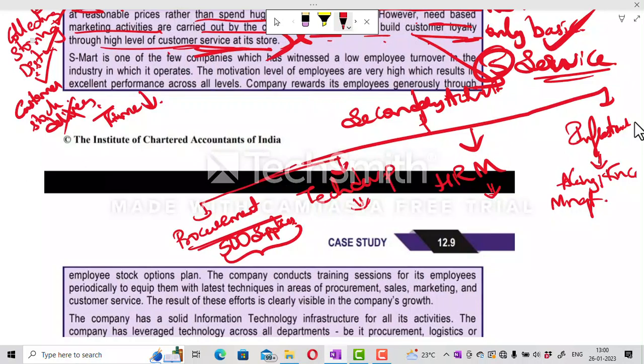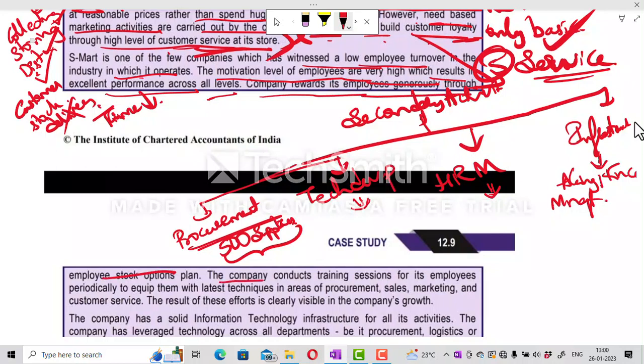S-Mart is one of the few companies which have witnessed the low employee turnover in the industry in which it operates. The motivation level of employees are very high, which results in excellent performance across all the levels. Company rewards its employee generally through employee stock option plan.